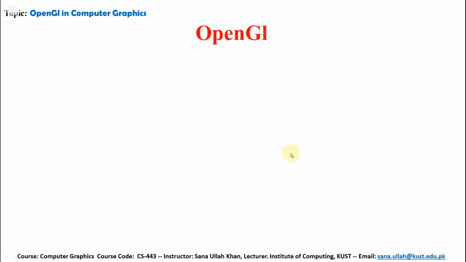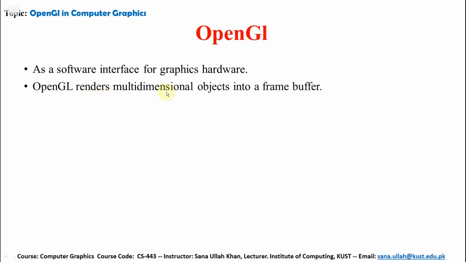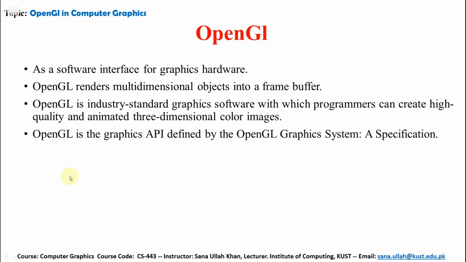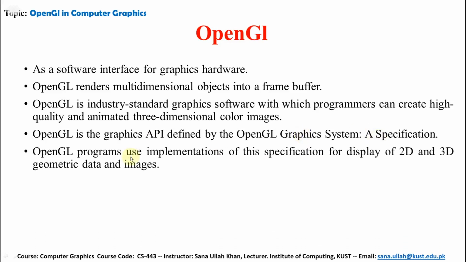So what is OpenGL? It is a software interface for graphics hardware. OpenGL renders multi-dimensional objects into a frame buffer. It is an industry standard level graphics software with which a programmer can create high quality and animated 3D color images and scenes. OpenGL is the graphics API defined by the OpenGL graphics system specifications. OpenGL programs use an implementation of this specification for display of 2D and 3D geometric data and images.